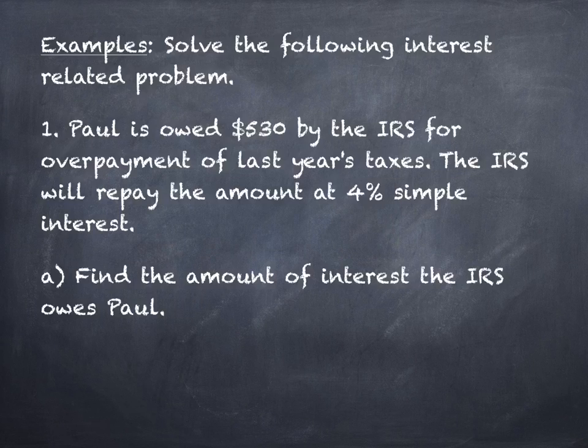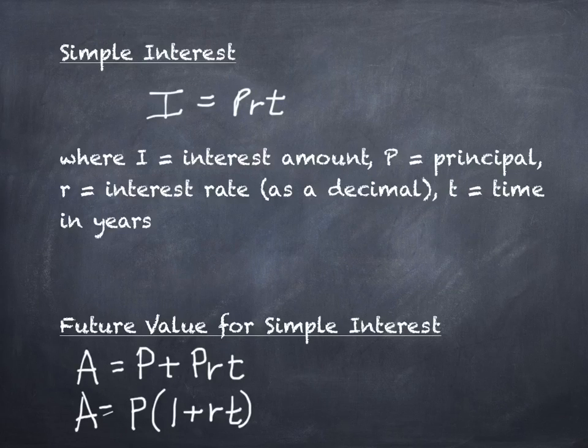Part A here says find the amount of interest owed to the IRS. Owed from the IRS to Paul. So the question is asking for his interest, right? So I've already written down 3 formulas on the previous slide for you. One of them is the one I want, and the others are not. Which formula does this ask you to use on Part A?